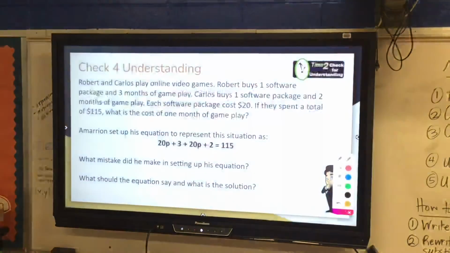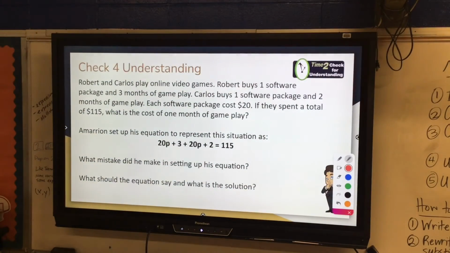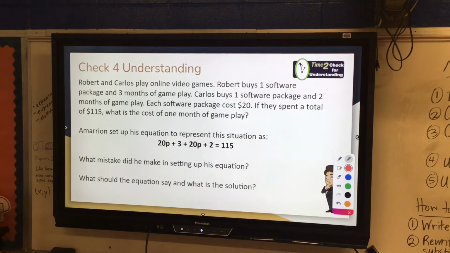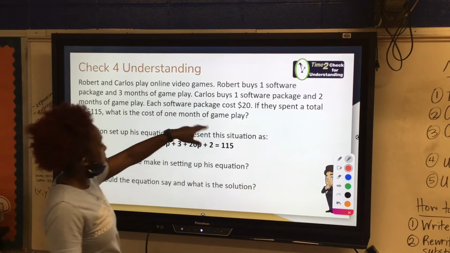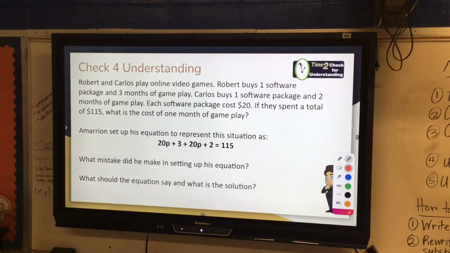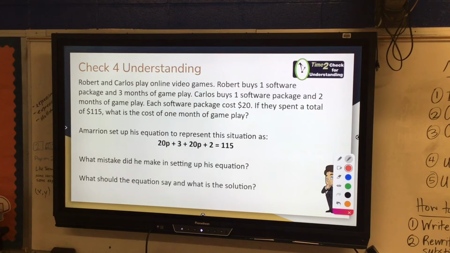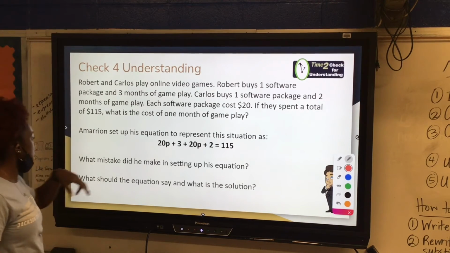Alright, now, check for understanding, okay? Robert and Carlos play online video games. Robert buys 1 software package and 3 months of game play. Carlos buys 1 software package and 2 months of gameplay. Each software package costs $20. If they spend a total of $115, what is the cost of the gameplay?